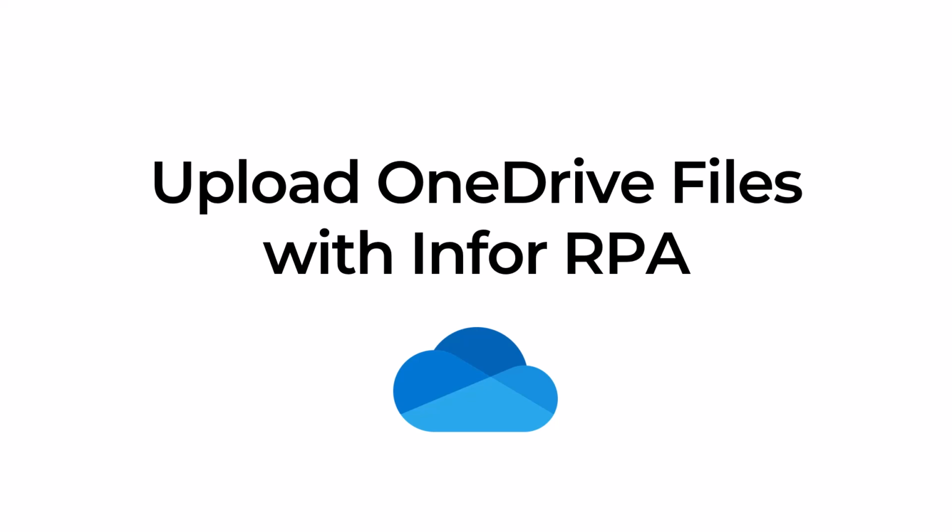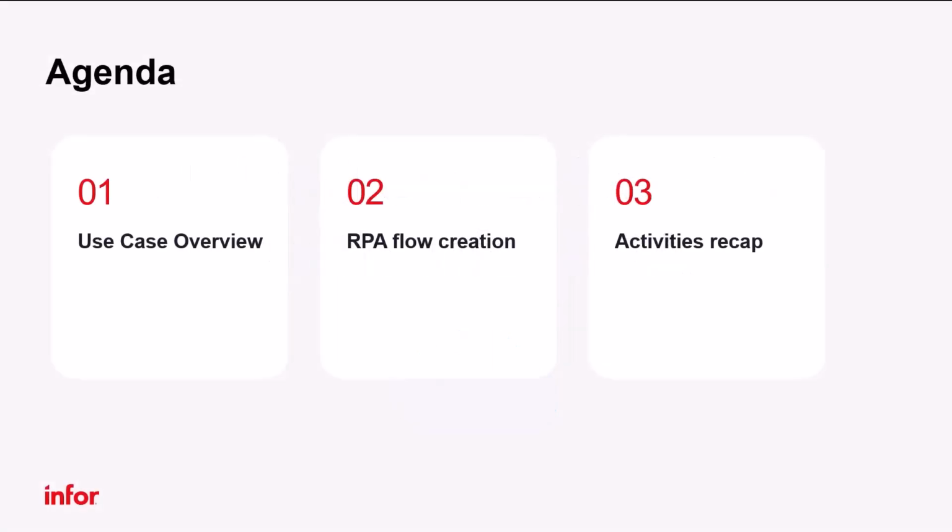This tutorial covers how to create a basic flow in Infor RPA Studio using OneDrive Activities and Outlook Graph Activities to get email attachments and upload them into a OneDrive folder. First, we will present the use case overview of how we will build the workflow, then present how to create the RPA flow and execute it, and finally, we will recap the list of activities used in the flow.